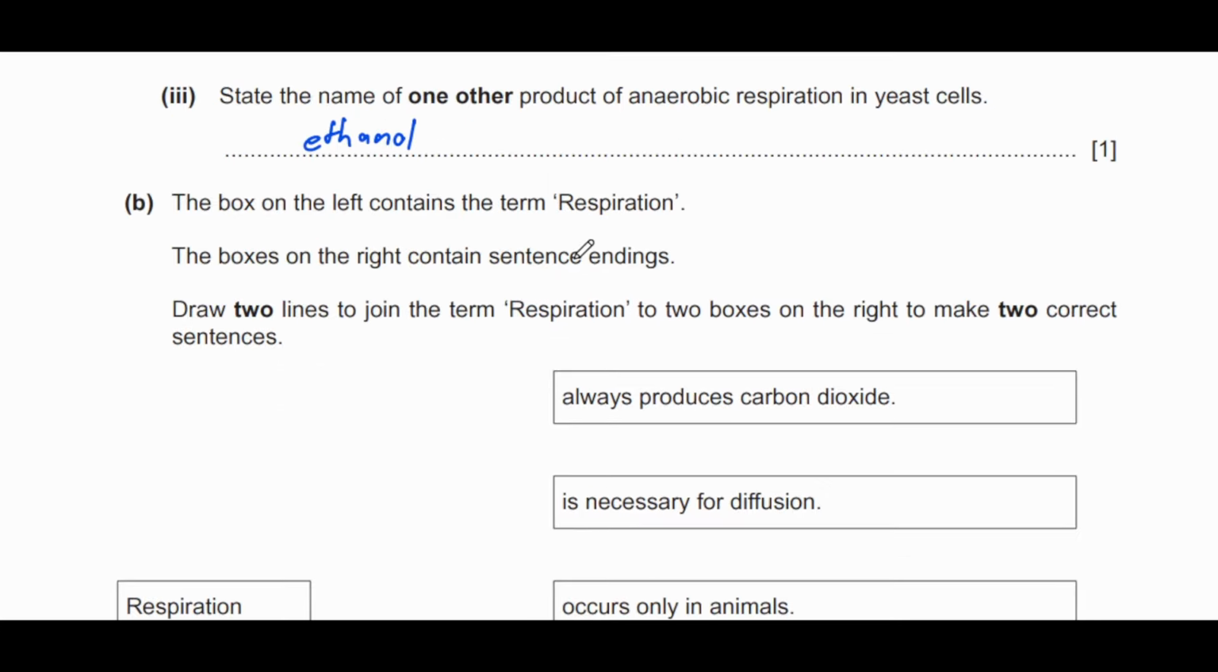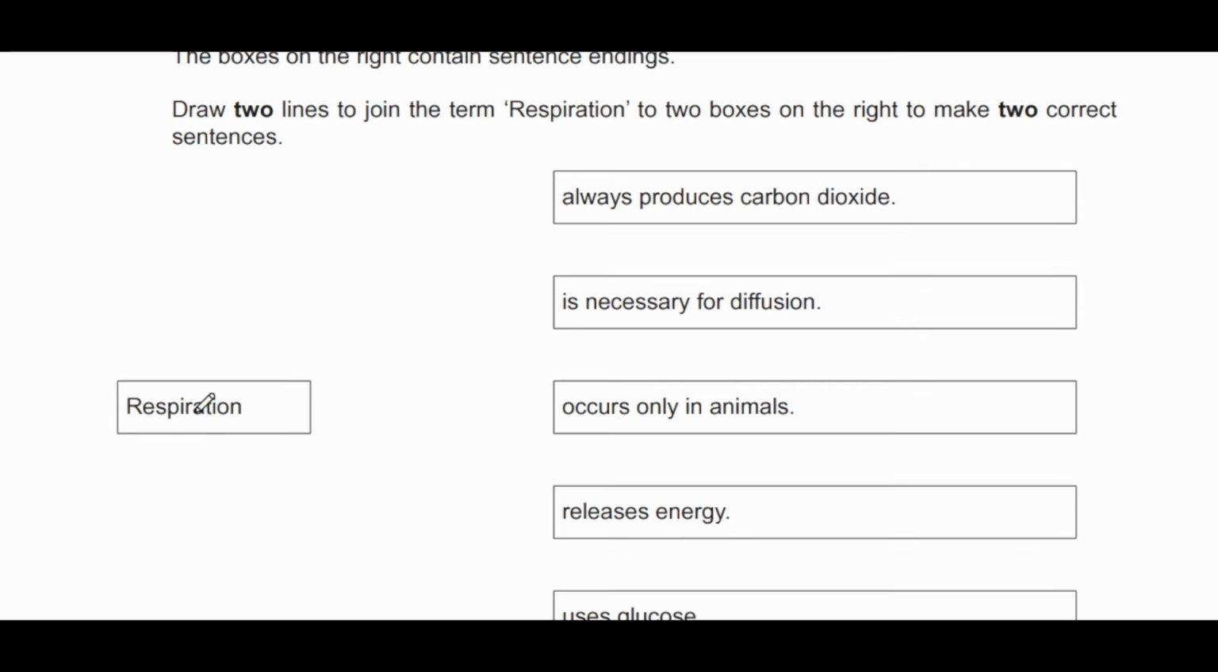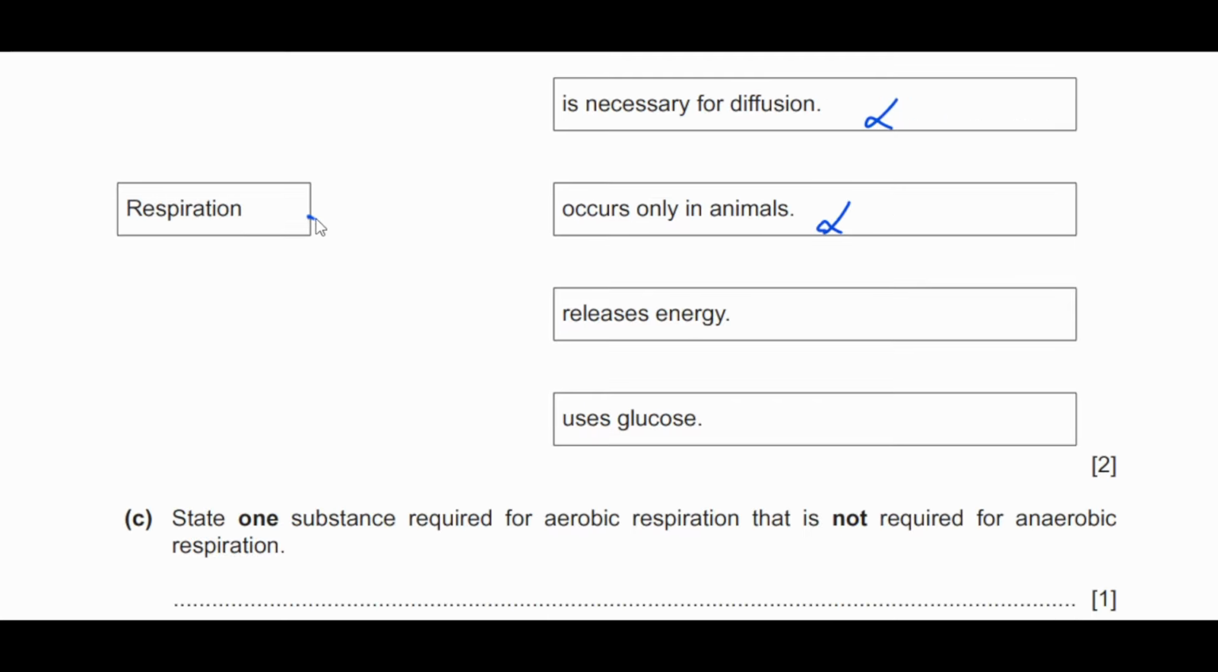B. The box on the left contains the term respiration, the box on the right contains sentence endings. Draw 2 lines to join the term respiration to 2 boxes on the right to make 2 correct sentences. So which of these are correct? Respiration always produces carbon dioxide. This is wrong, right? It can just produce, for example, lactic acid. Respiration is necessary for diffusion. Wrong, diffusion is passive. It doesn't need energy. Respiration occurs only in animals. That's wrong. Plants also do respiration. And respiration releases energy. That's correct. So you draw a line here like that. Respiration uses glucose. That's also correct. You just draw 2 lines like that.